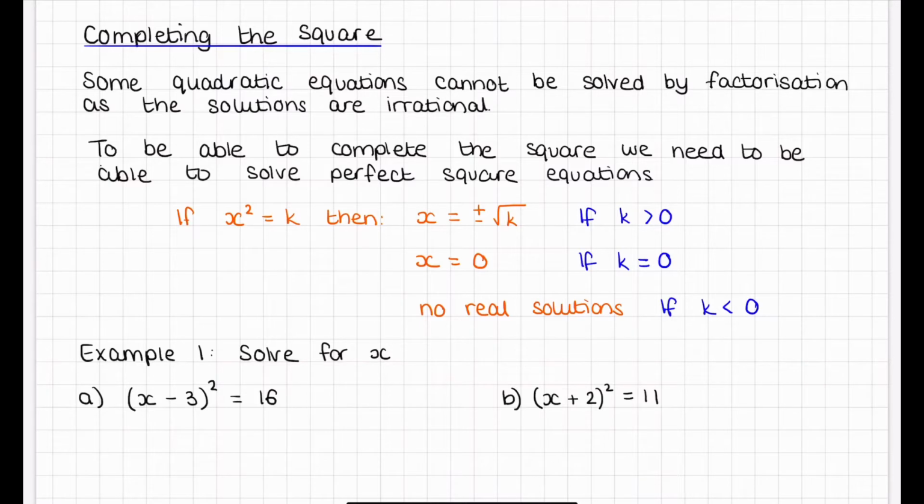Some quadratic equations we can't solve by factorisation, as I mentioned in the last video, as the solutions are irrational. To be able to complete the square, we first need to be able to solve perfect square equations. All that means is if we have x squared equals k, then x could equal plus or minus the square root of k, if k is greater than 0. x could equal 0, and that would only happen if k equals 0. And if k is less than 0, then there are no real solutions. So once again, this is two solutions, one solution, no solutions.